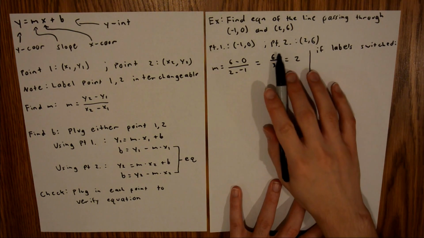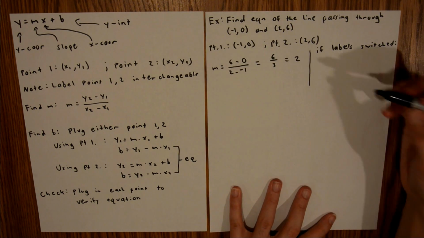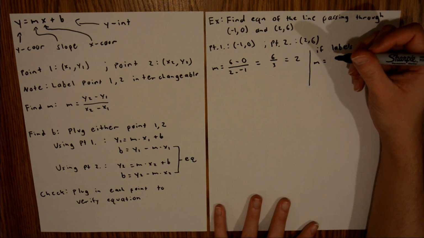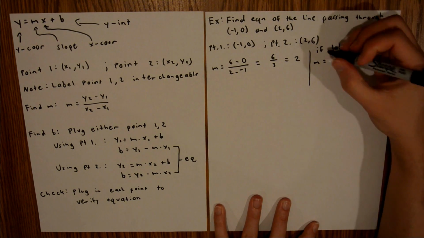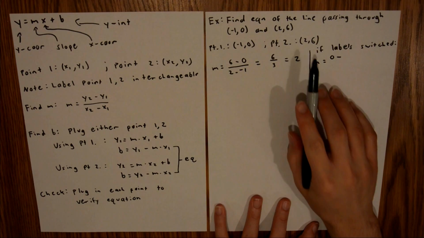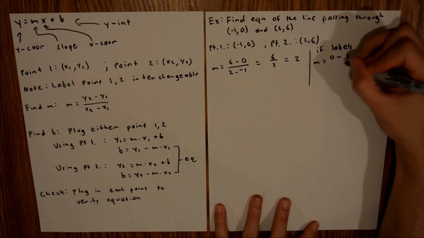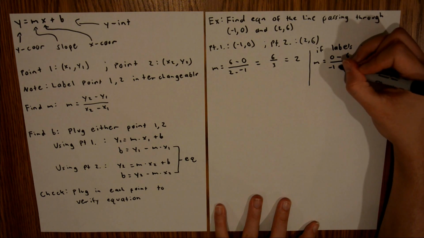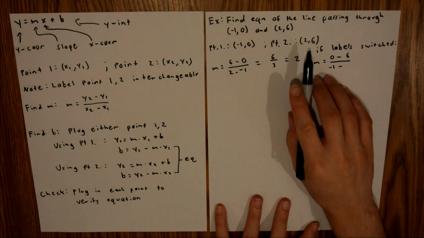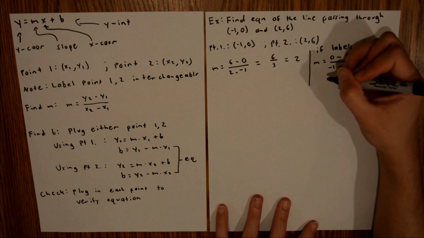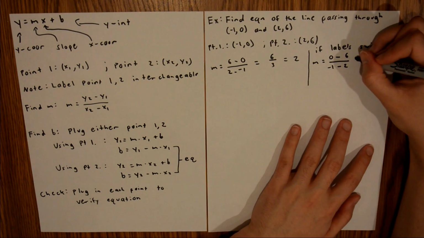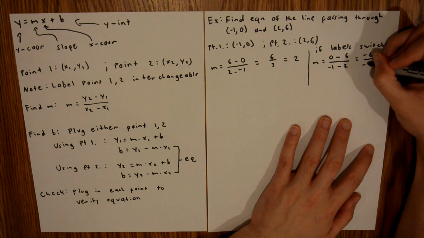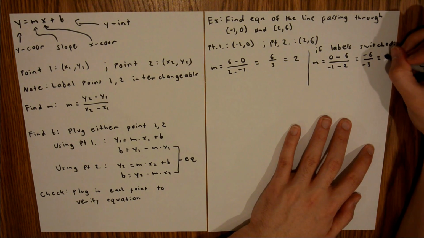So what we're going to say is now this is point 1 and this is point 2. So then m would be equal to y2, which is 0, minus y1, which is 6, divided by x2, which is -1, minus x1, which is 2. And so now this is going to be equal to -6 over -3, which is also equal to 2.